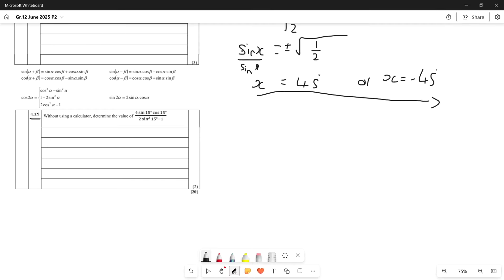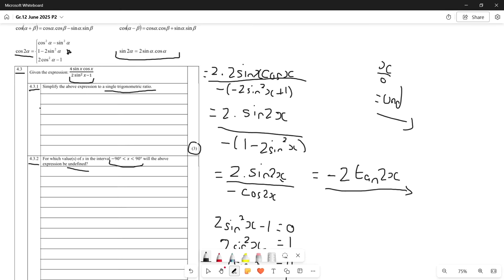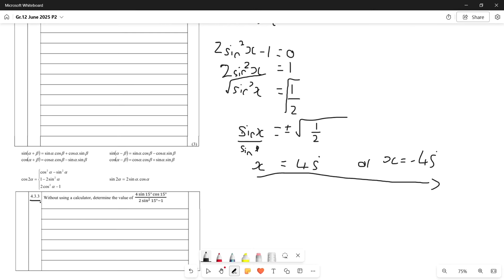And then question 4.3.3, the final question of this section, says without using a calculator, determine the value of 4 sine 15 cos 15 over 2 sine squared 15 minus 1. It's only 2 marks, and this is a follow-on question, just like they've all been. We simplified to a single trig ratio, we got the undefined portion, and now we are here.